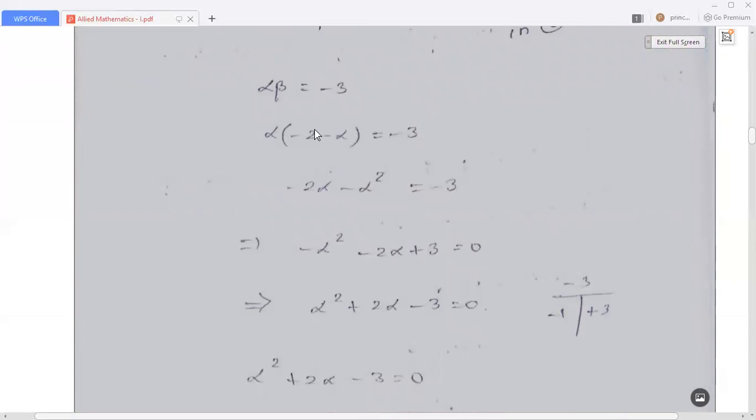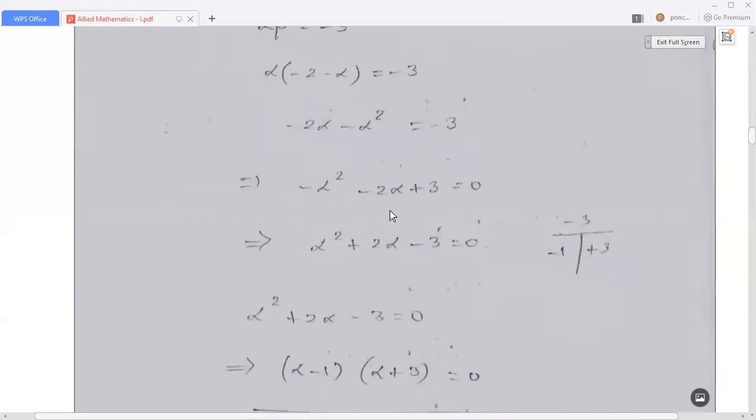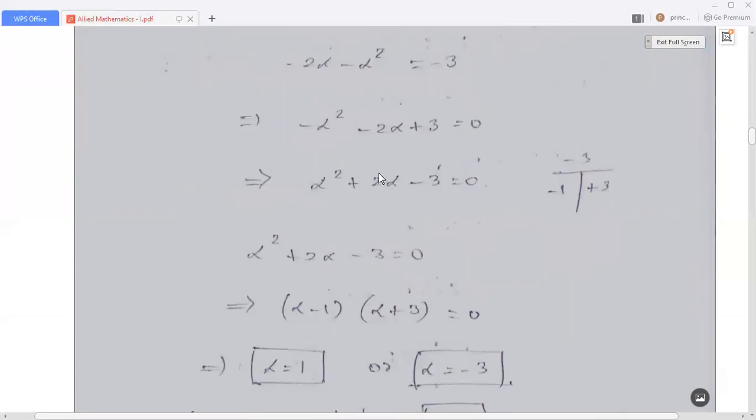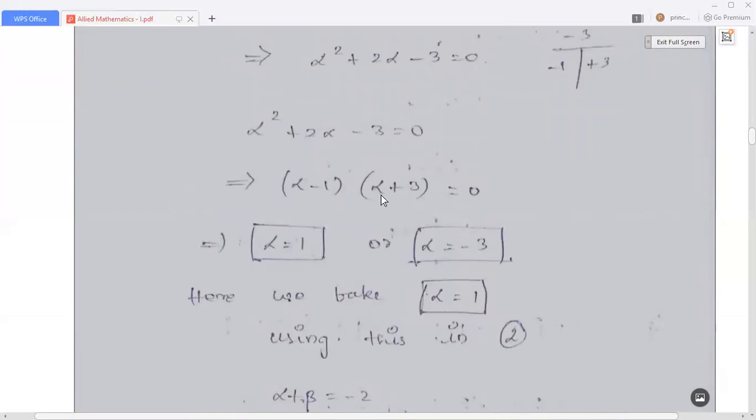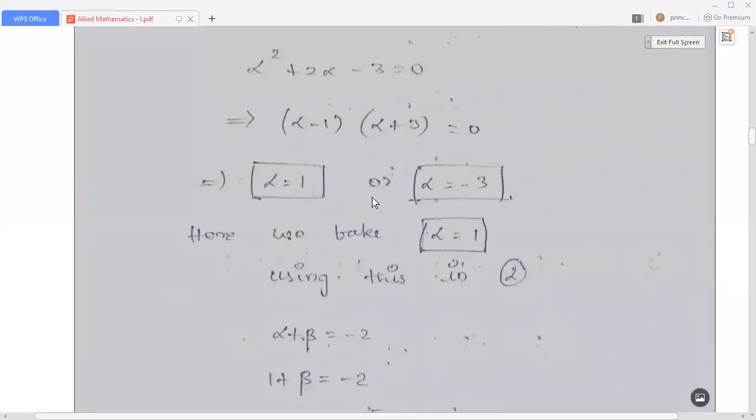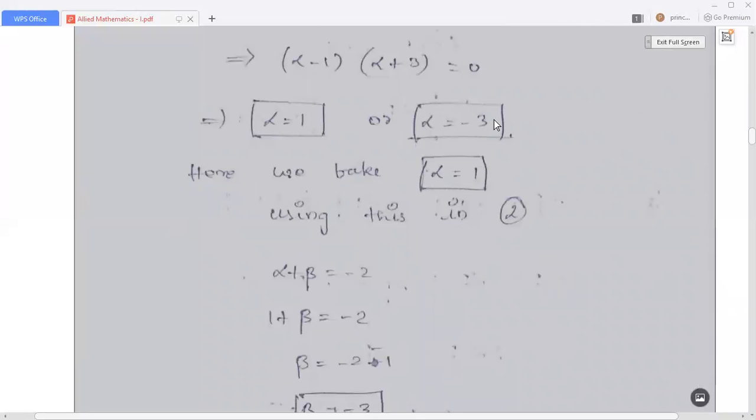Here, alpha into instead of beta, we write minus 2 minus alpha, that is equal to minus 3. We simplify this, we get one quadratic equation. We solve this quadratic equation using the factorization method. We get 2 roots: alpha equal to 1 or alpha equal to minus 3. So here we take the positive value, alpha equal to 1.